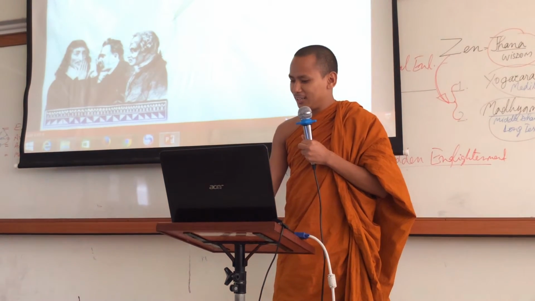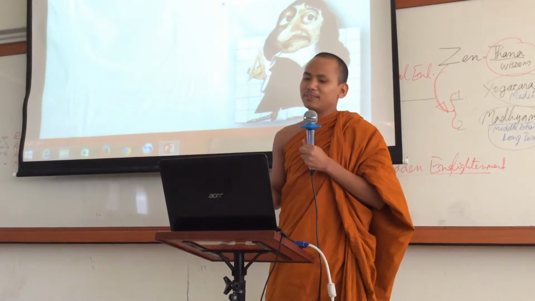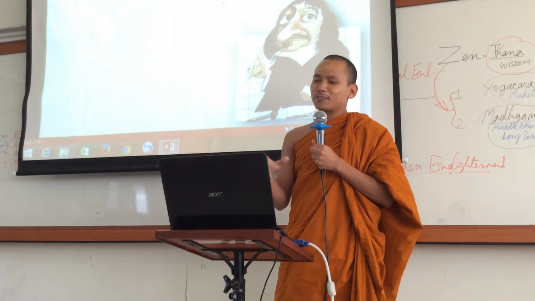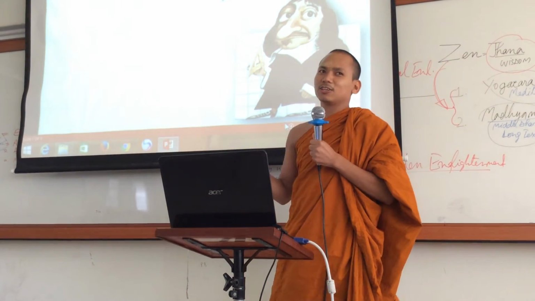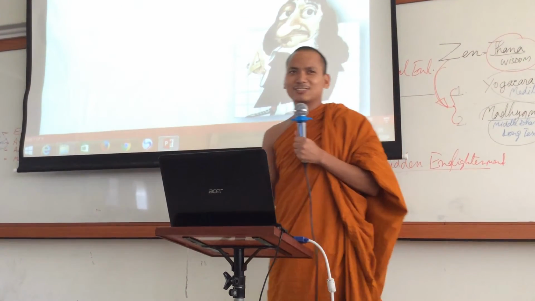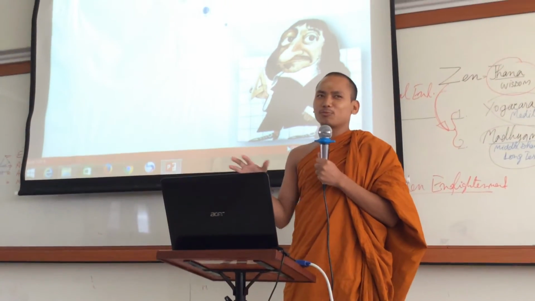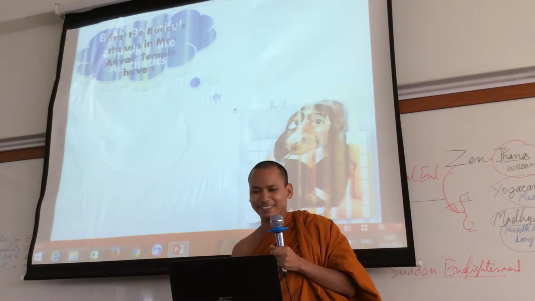And then relativism, dualism. They will say both beautiful and ugly are aesthetics. So they will concern relativism. I'm not so clear about this, but I think they will concern more the middle way. So I'm not explaining this.